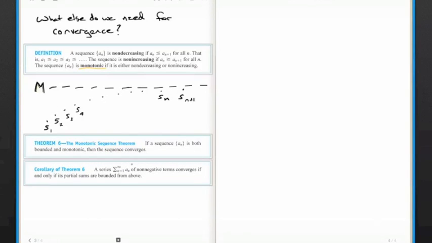Corollary to Theorem 6, it says that the sum from 1 to infinity of a sub n of non-negative terms converges if and only if its partial sums are bounded from above. So it's kind of saying the same thing, but in a little different language. A series converges if and only if its partial sums are bounded from above. So that's kind of what I was trying to tell you with this thing here. If they're non-negative, they've got to be bounded from above to converge.